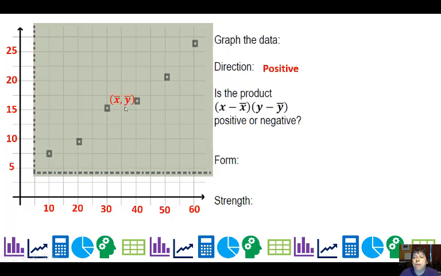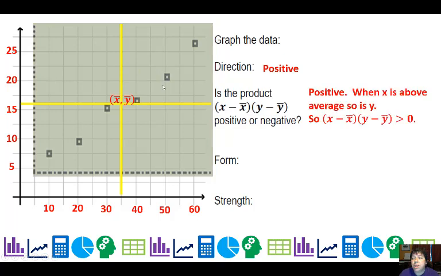And let's explain why. Here is where my average point is. So I'm going to kind of divide this up with this horizontal bar. So anything above this bar is above the y-average. Anything below this bar is below the y-average. Then I do a vertical bar. Everything to the right is above the x-average. Everything to the left is below the x-average. Well, what do you notice? It's positive. So when x is above average, so is y.